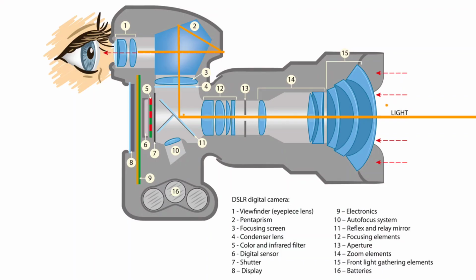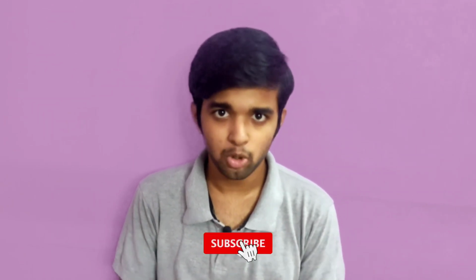This is one light path inside the camera. Another path is light heading to the image sensor when the shutter is pressed to lift the reflex mirror. We will explore this in part 2 of the video.